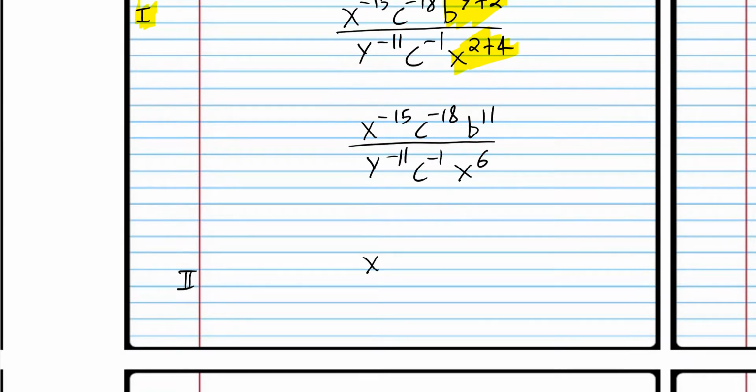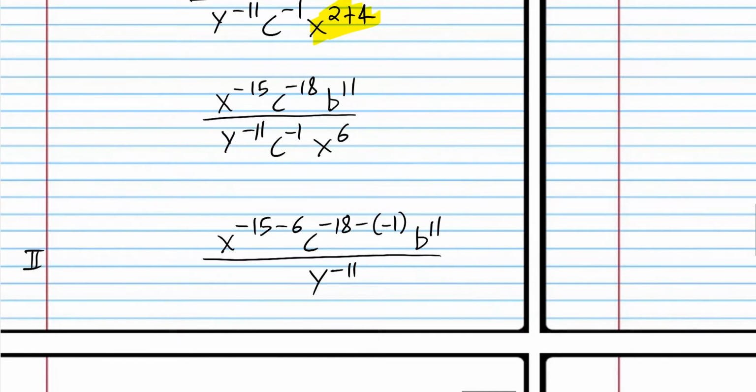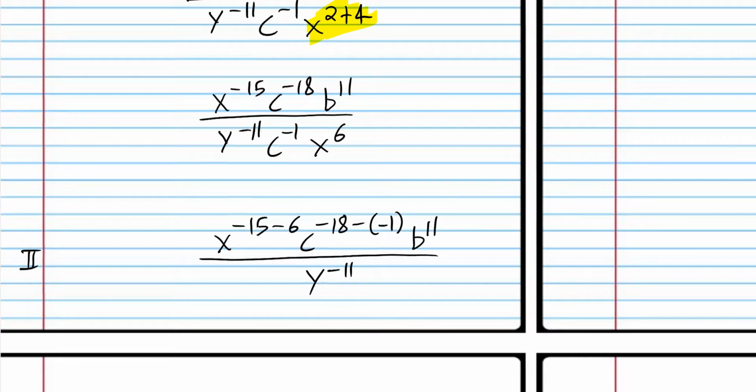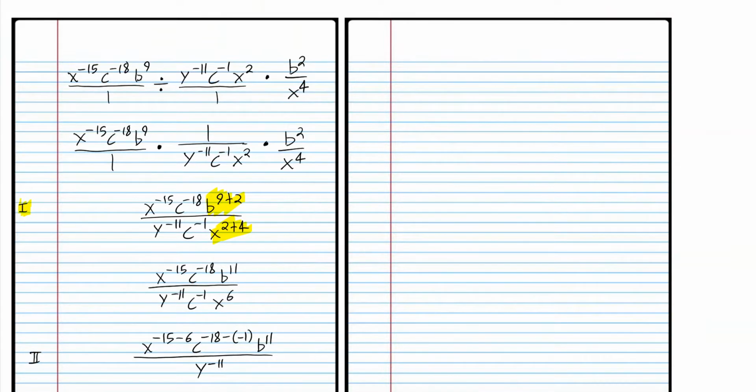Dividing powers, we just subtract the exponents. And y to the, actually I guess we're not going to do much with y. And we're not going to do much with b either. So that should be correct. Again, we'll just double check. Yep, that looks right. We're going to get x to the negative 21 power, and c to the negative 17th power, and b to the 11th, and we have y to the negative 11.